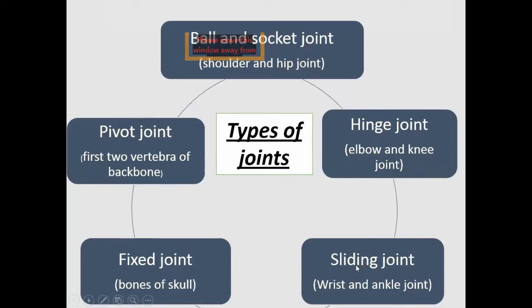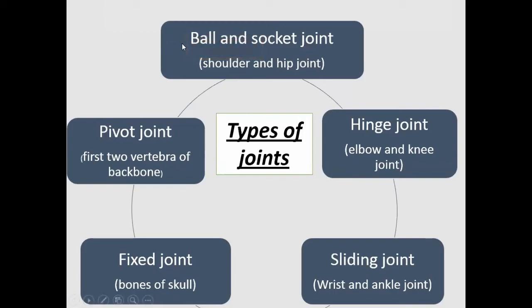Then we have the sliding joint. Where is the sliding joint present? In the wrist and ankle. Next we have the fixed joint. Fixed joints are the bones of the skull. Then the pivot joint. Where are pivot joints present? In the first two vertebrae of the backbone. So these are basically the 5 types of joints. First we have the ball and socket joint.